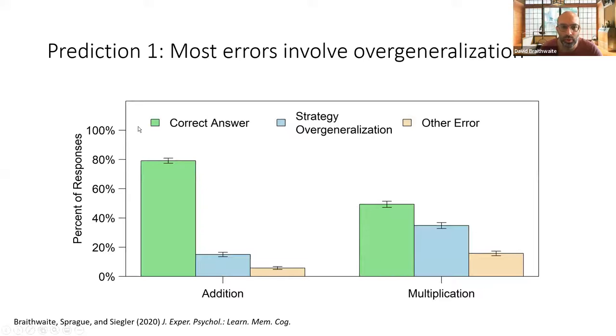These are the frequencies of correct answers in green, strategy overgeneralization errors in blue, and all other types of errors in wheat. This color is called wheat, separately for addition and multiplication problems. So we can see that for addition, children answered 80% correctly, but among those who answered incorrectly, about 70% involved strategy overgeneralization. For multiplication, overall accuracy was much lower, around 50%, but again, around 70% of errors involved strategy overgeneralization, thus confirming the first prediction.